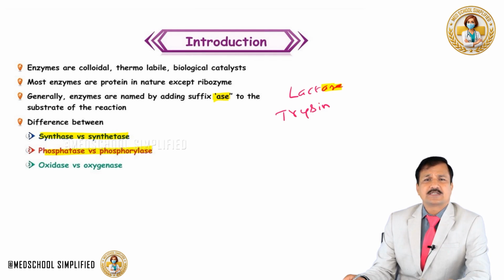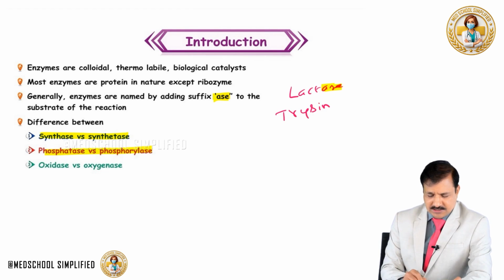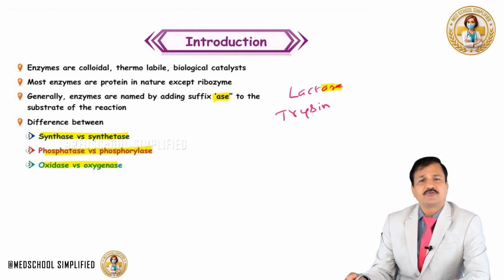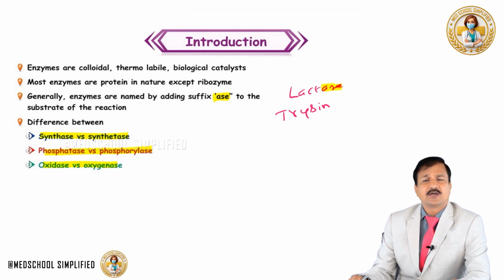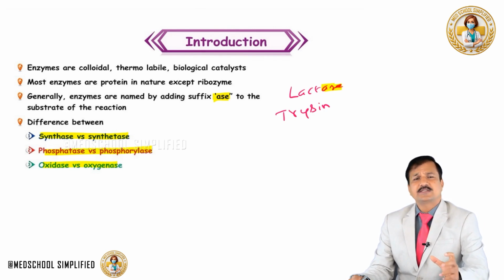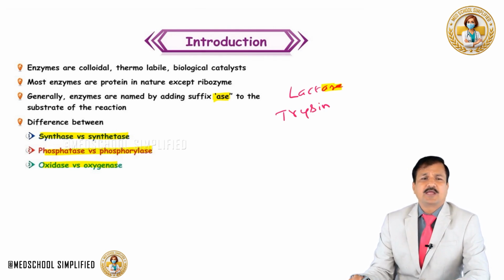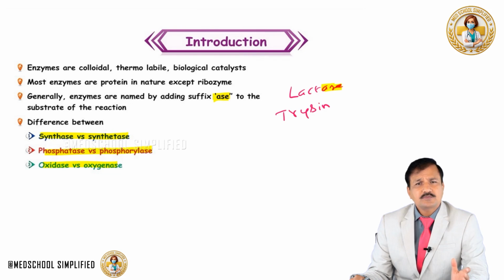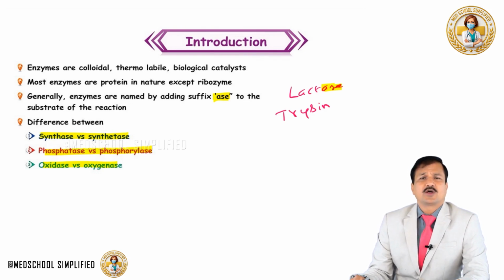Now, oxidases and oxygenases. Oxidases use molecular oxygen as an acceptor of electrons, whereas oxygenases introduce molecular oxygen into the reaction. So like this, we can use enzyme names to differentiate what the functions of enzymes are.